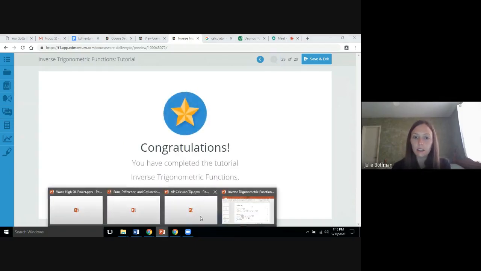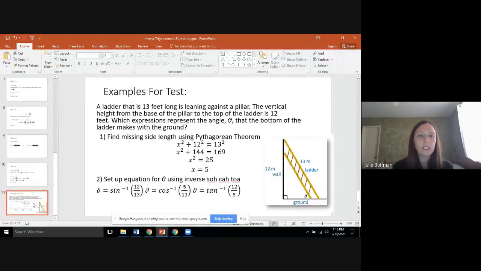So last thing I want to do is I put one more example that might help you on a test problem when you go take that test for this unit. It says a ladder that's 13 feet long is leaning against a pillar. The vertical height from the base of the pillar to the top of the ladder is 12 feet. Which expression represents the angle theta that the bottom of the ladder makes with the ground?